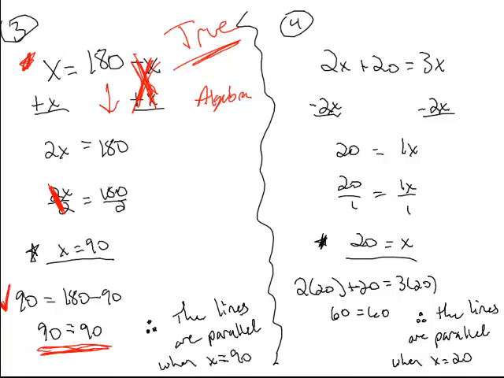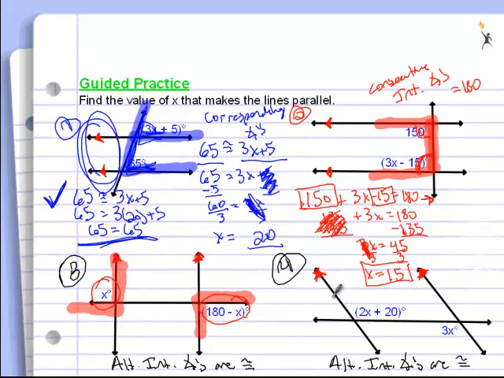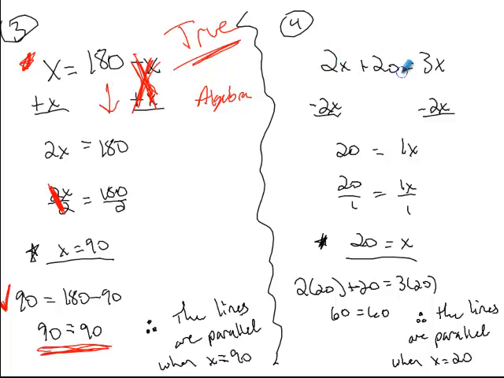The same thing with number 4. Number 4, the first thing I want you to get in the habit of doing is identifying what kind of angles those are. So we highlight one angle and we highlight the other angle. The type of angle that we discover is an alternate interior angle. If we assume that the lines are parallel, then we know that alternate interior angles are congruent. So we can set them equal to each other. 2x plus 20 equals 3x. This is one angle. This is another angle. If I set them equal to each other, I should be able to find an x.